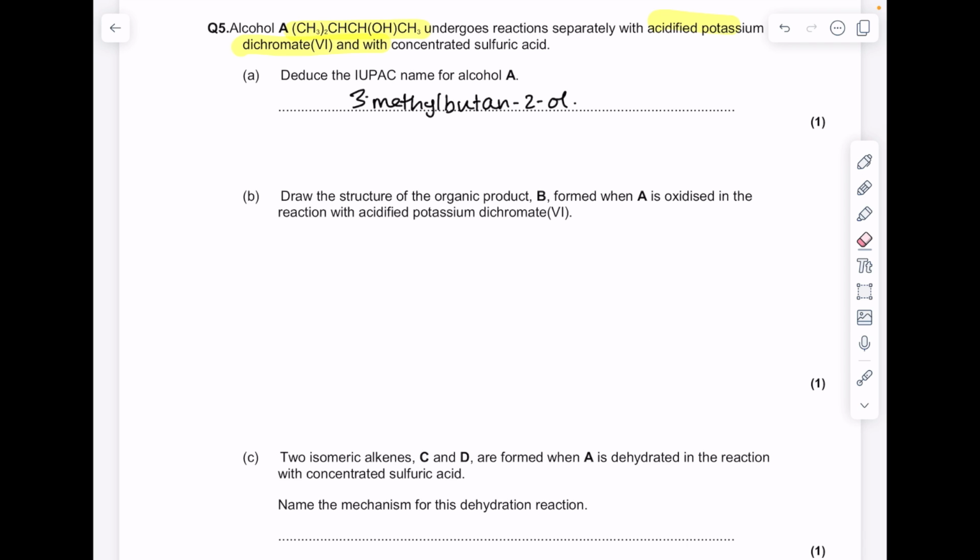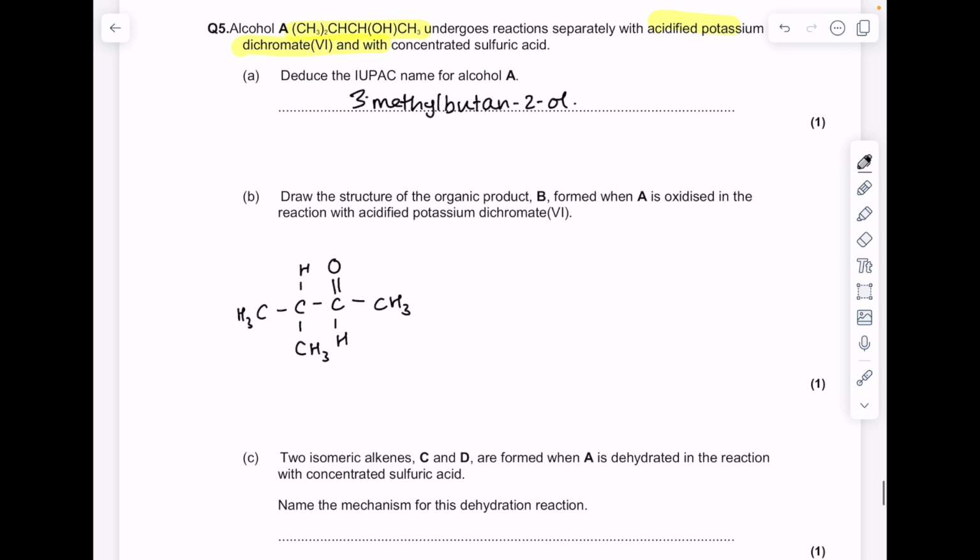Draw the structure of the organic product B formed when A is oxidized in the reaction with acidified potassium dichromate(VI). I'm just going to bring back that structure actually so you can see it a bit more clearly. Have a look, count the number of carbons that the alcohol carbon is attached to. It's 2, so it's a secondary alcohol. Remember, secondary alcohols are oxidized to form ketones, but you can also see the alcohol functional group is attached here, so the only thing that makes sense is for this to turn into a double bond O, giving us the functional group of a ketone as opposed to an aldehyde. So I'm just going to alter this.